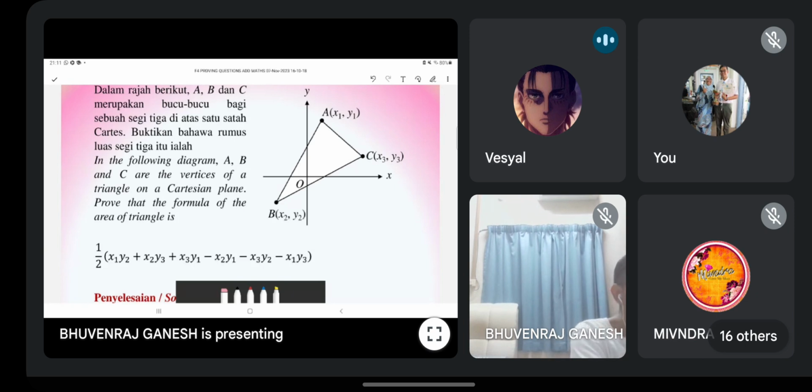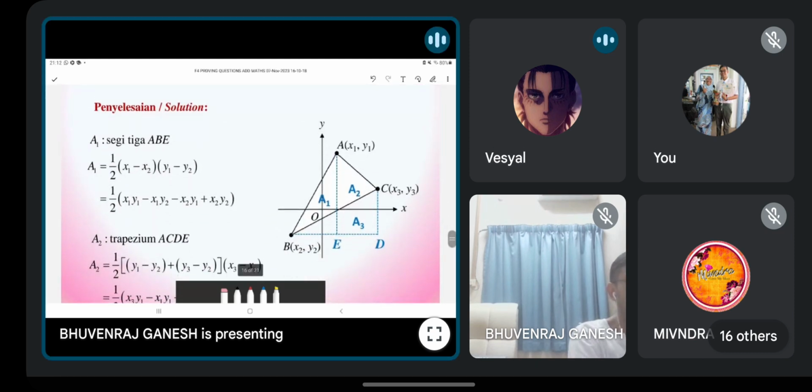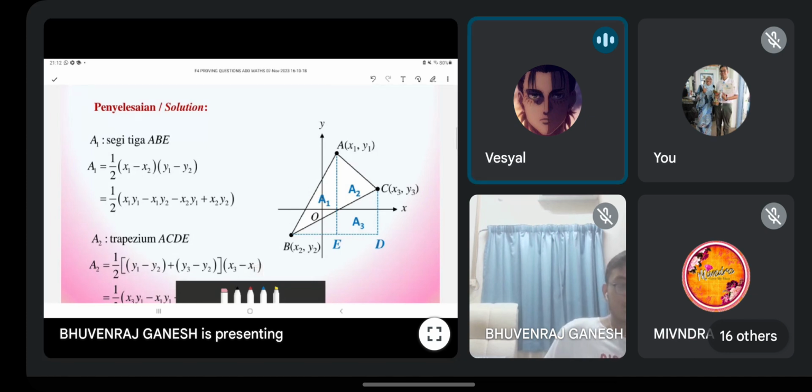So simply saying, you will find the area of a triangle, but you don't use this formula. You'll use a regular area formula. Boon, can you draw the diagram? Okay, so you have to use three areas, which are A1, A2, and A3.